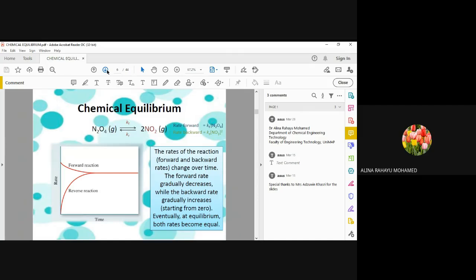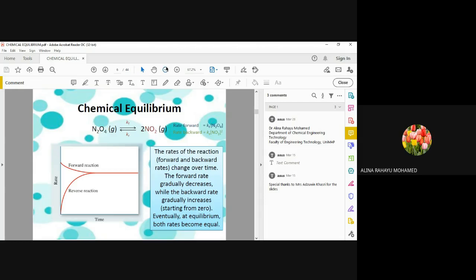Okay, so as we spoke just now, we talked about the reversible reaction between N2O4 and NO2, and we have established equilibrium at this point. The rate for the forward reaction changes over time. The forward rate gradually decreases, while the backward reaction rate gradually increases.